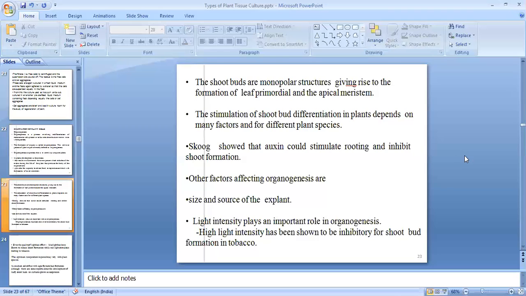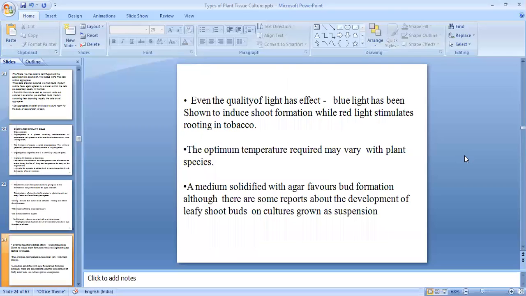If there is a high light intensity, it shows an inhibitory effect on shoot bud formation in the case of tobacco plants. And apart from the light intensity, the quality of the light also has an effect. Here, if you take the blue light, it induces shoot formation, whereas the red light stimulates rooting in the tobacco. And apart from the light, the temperature also is important.